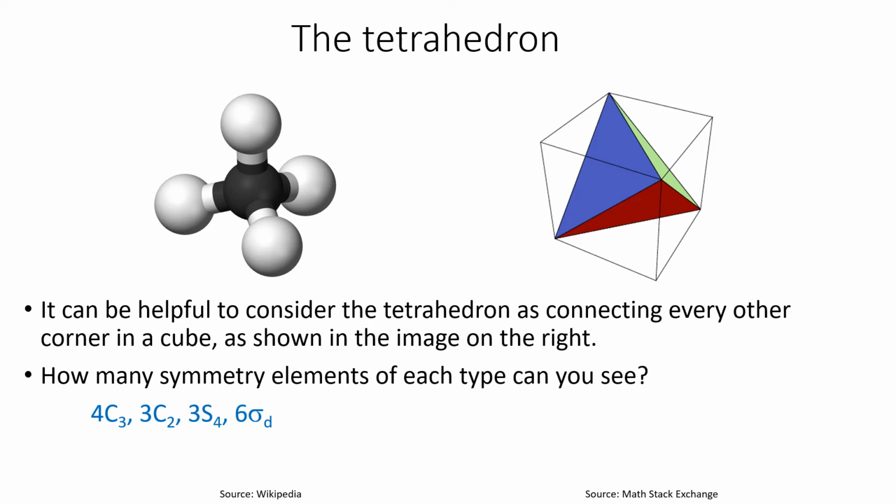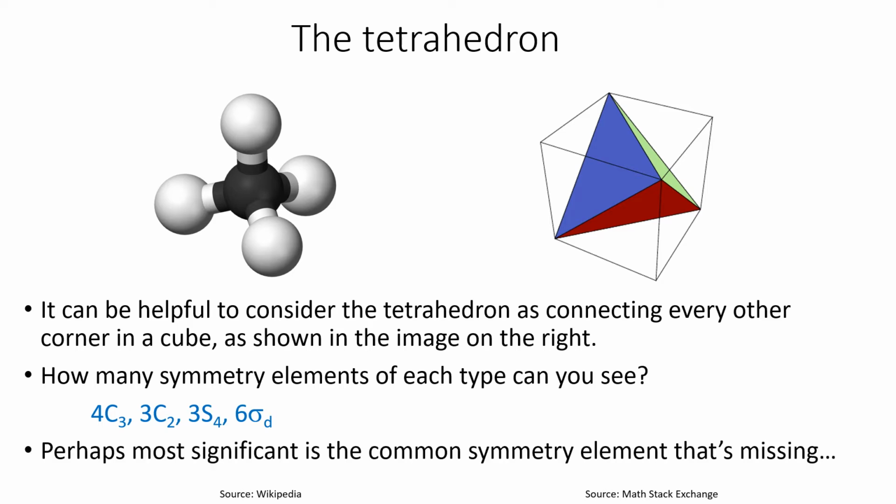And then finally we have 6 of these sigma Ds, and these are the mirror planes. And so this reflects the fact that each of the 6 edges on the tetrahedron, you can bisect it with a mirror plane and reflect the tetrahedron through the mirror plane. And so that gives you the origin of the 6 there.